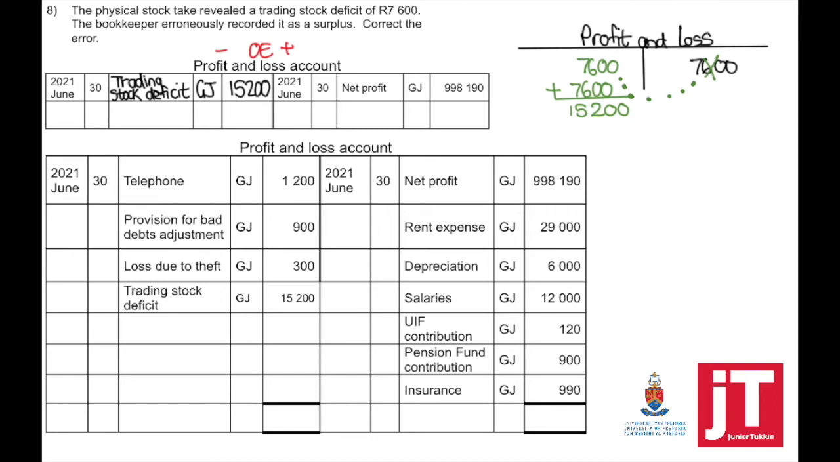Once we've now completed all the adjustments, we can calculate our new net profit. And where do we close this off to in a partnership? It must be closed off to the appropriation account. So take the credit side minus the debit side, and that equals my correct net profit for this accounting period.